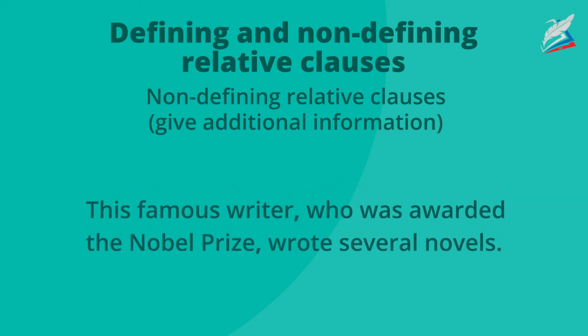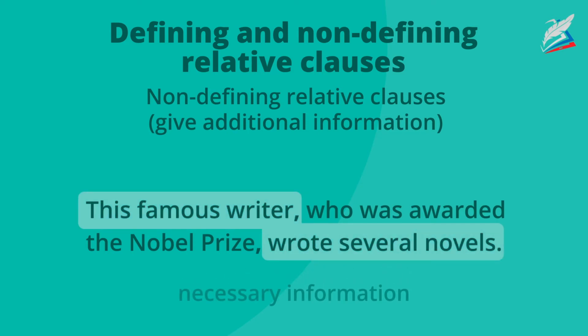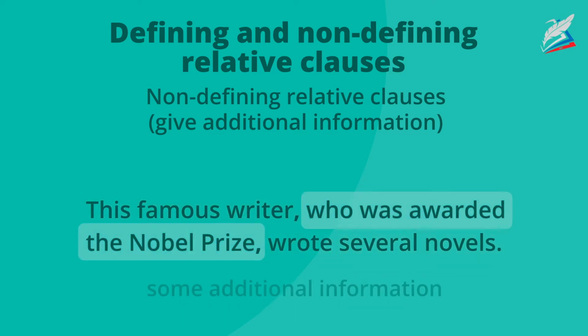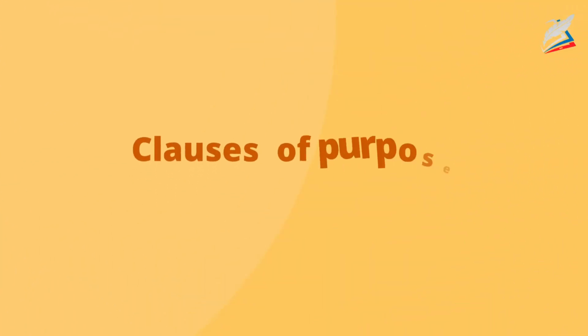Put a relative clause in commas if its information is additional. Non-defining relative clauses give additional information. This famous writer, who was awarded the Nobel Prize, wrote several novels. This famous writer wrote several novels. Necessary information. Who was awarded the Nobel Prize? Some additional information.